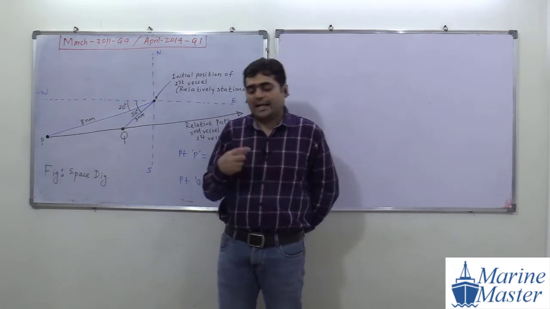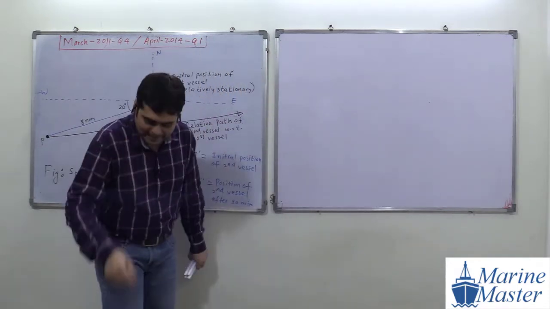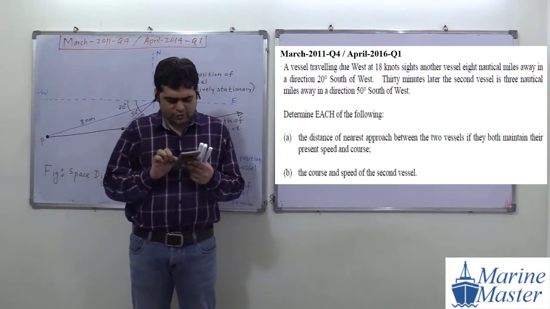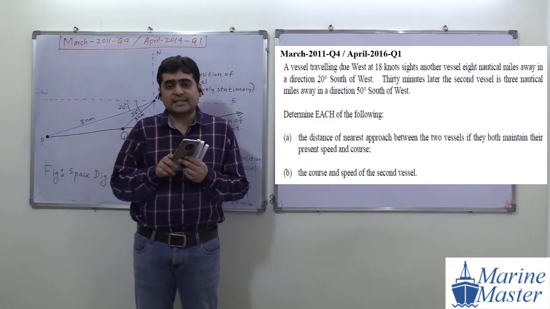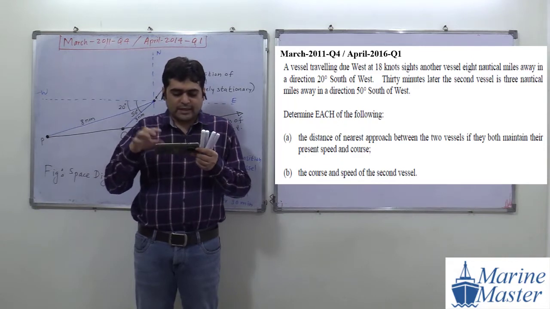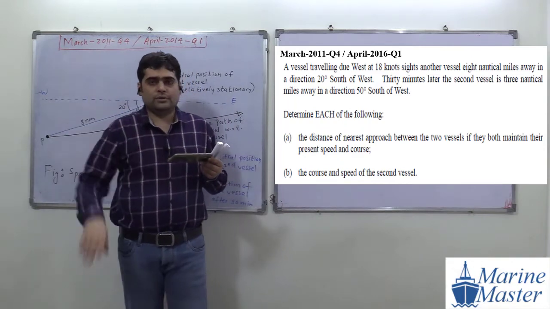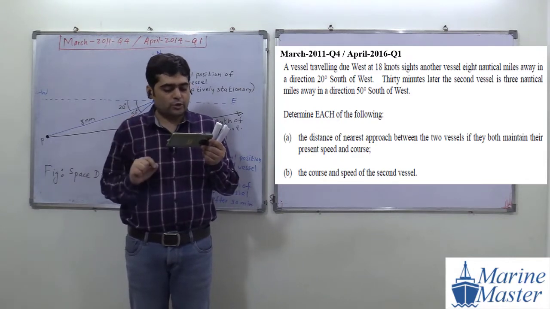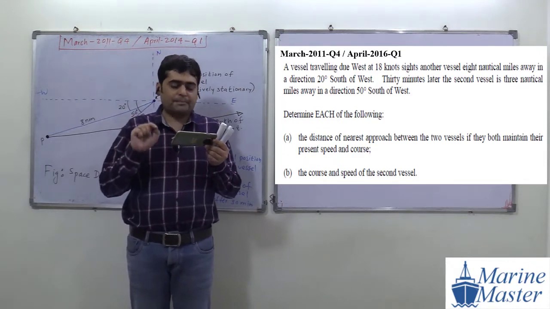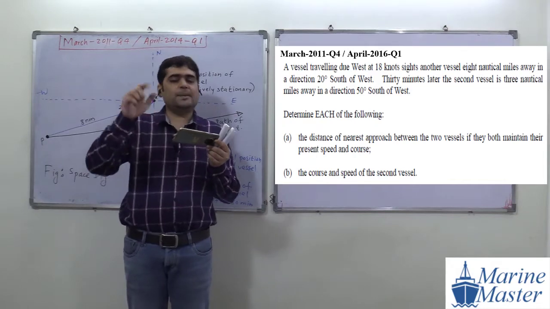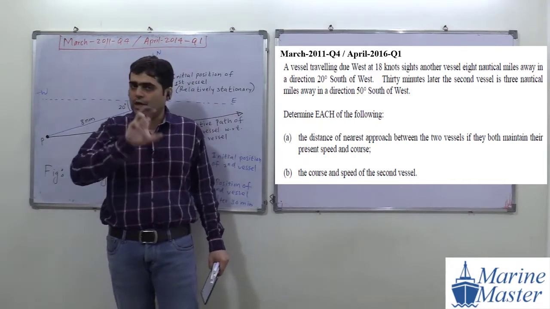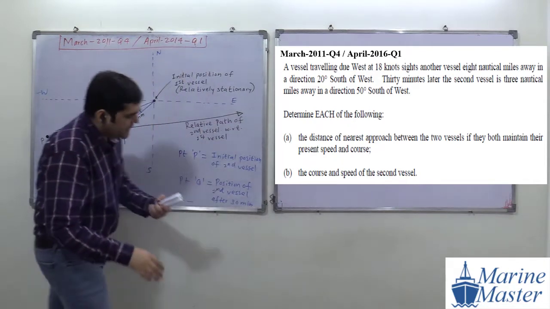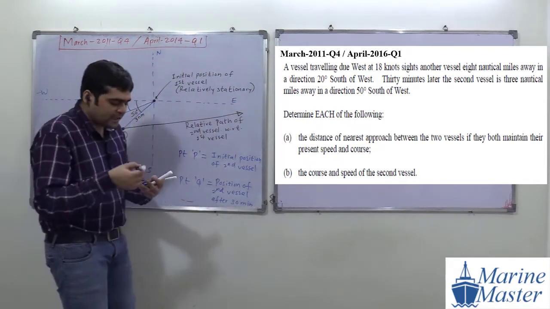Now what is our target in the A part? Very simple. What are they asking us in the A part? The distance of nearest approach between the 2 vessels if they maintain their present course and speed. Speed and course means its value and direction remain the same. So how do we get the distance of nearest approach?